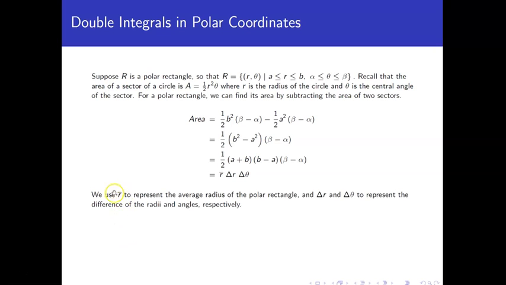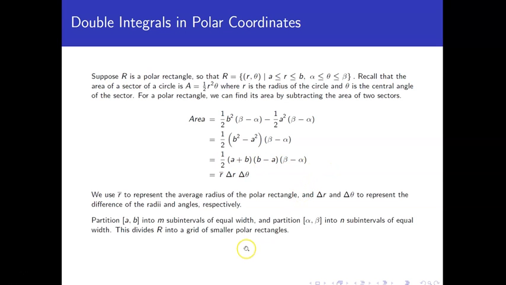All right, so again, we're using our bar here to represent the average radius, and then the delta r and the delta theta are the difference in the radii and the angles. All right, so now if we've got a polar rectangle, we can do the partitioning much like what we've done with double integrals before. Partition your a to b into m subintervals, alpha to beta into n subintervals, and we get a grid of small polar rectangles.